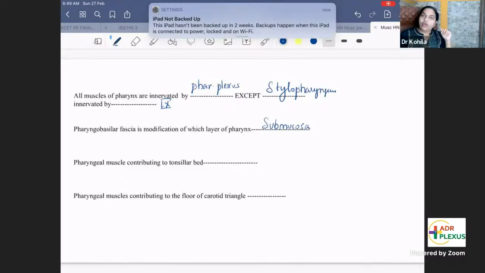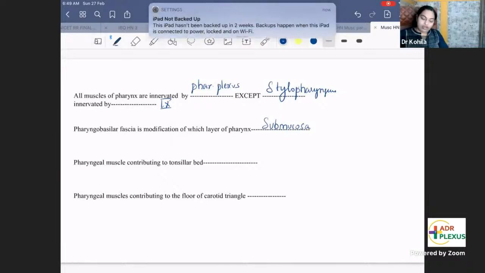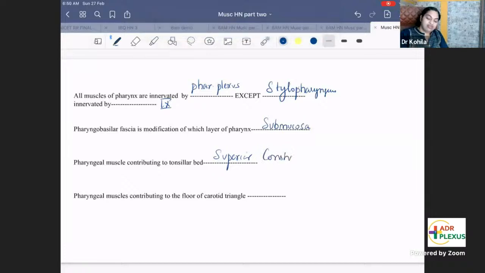Pharyngeal muscle contributing to the tonsillar bed. Can I have the answer? Pharyngeal muscle contributing to the tonsillar bed. Very good, Dr. Kavya. Superior constrictor.